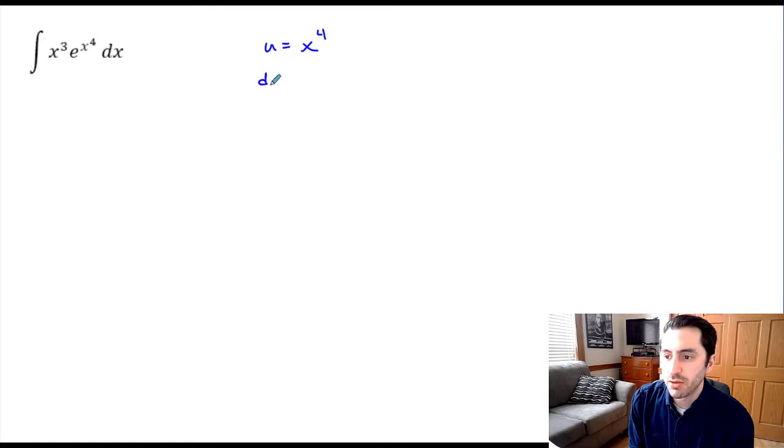And then when I take the derivative of this, so du, this is going to be equal to 4x cubed, so just the chain rule, and then times dx. So hopefully you can see here that after I take the derivative, I do end up with my x cubed. The only difference is this constant factor out front. So why don't we divide by 4? So 1/4 du is equal to x cubed times dx.